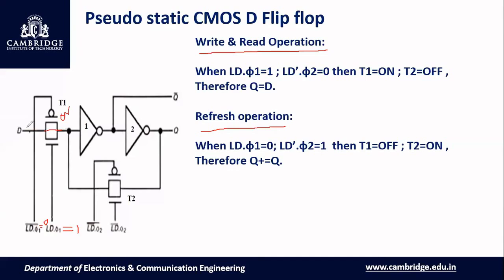If D is 1, we'll get 1 here. And that is inverted, you'll get 0. A not gate means whatever input you apply, that is inverted. Again it is inverted, you'll get 1. Therefore, Q is 1, Q bar is 0. So whatever D input you are applying, the same thing you will get. That's what I have written here: Q is equal to D. Simple, no?